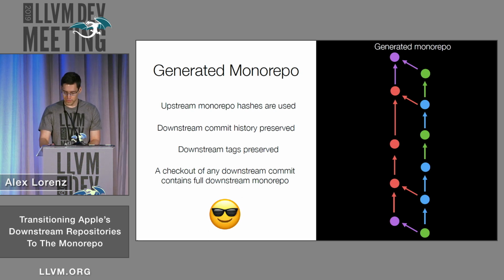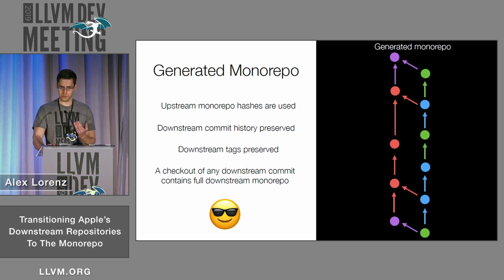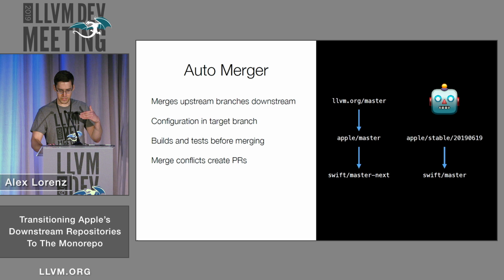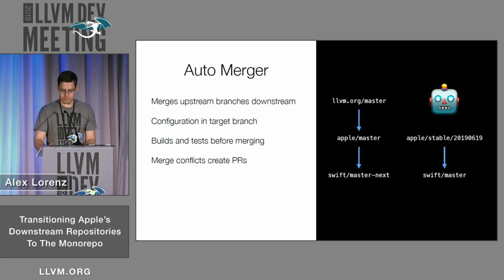To finish up the talk, I'd like to briefly talk about other tools that we've developed to improve our workflows. The first main tool that we run on a daily basis is the automerger, which propagates the upstream changes into our downstream monorepos. The nice thing about the new automerger is that it allows us to build and test the upstream commits before merging them into our downstream repositories and branches, which allows us to keep fairly green, fairly buildable downstream branches.